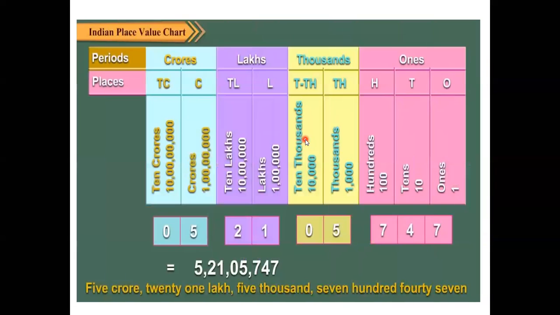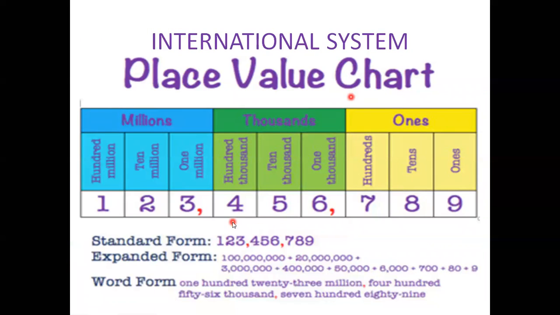We can compare Indian and international place values. In the thousands period, we have only two place values, 10,000 and 1000, whereas in international place value, we have three place values in the thousands period. Now we are moving to the 7th digit. The 7th digit place value is million. 8th digit place value is 10 million. And the 9th digit place value is 100 million. So these three place values are in the million period.